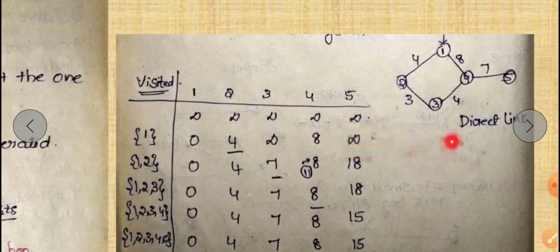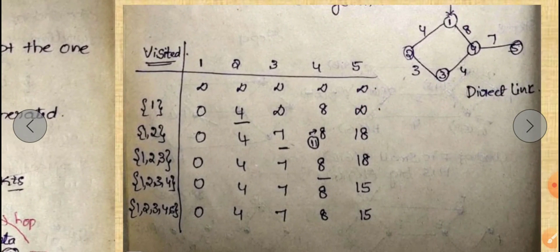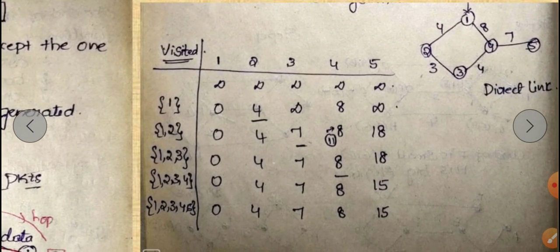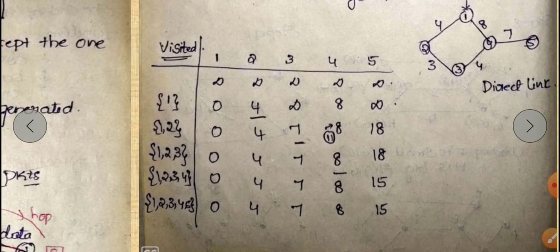Next I go for the next link. The next visited router was 2. Now you can verify, from 1 to 1 my value is 0. From 2, I have already visited 4, the 1 to 4 link. So now you can verify 2 to 3. What is the 2 to 3 value?